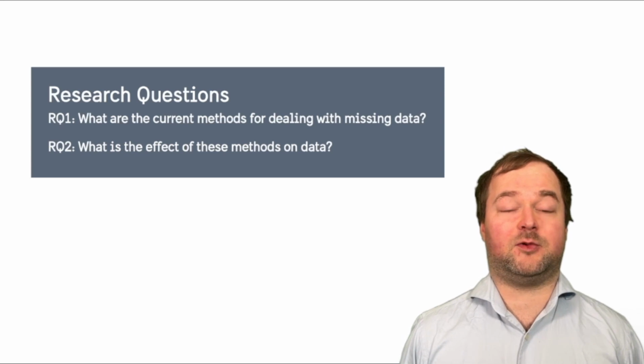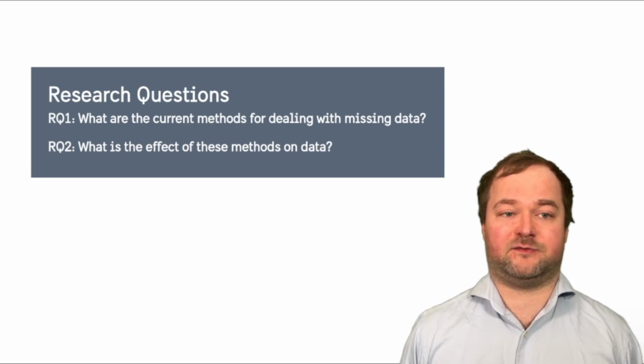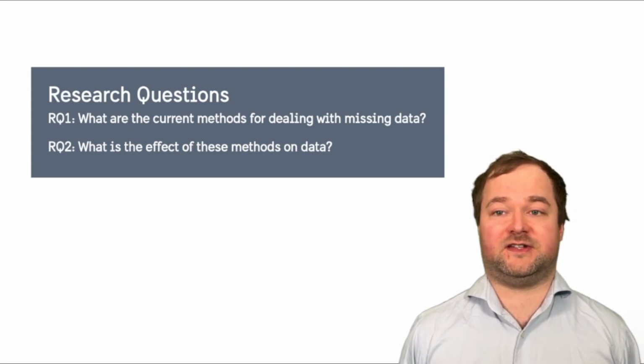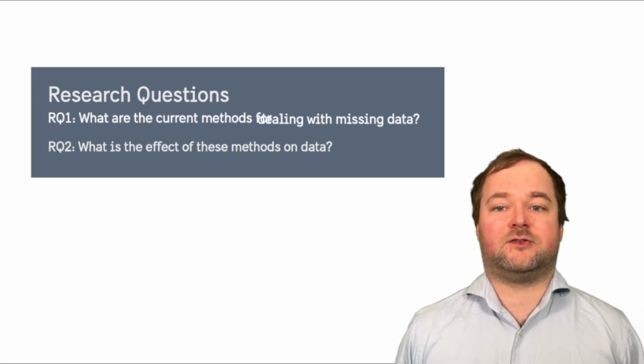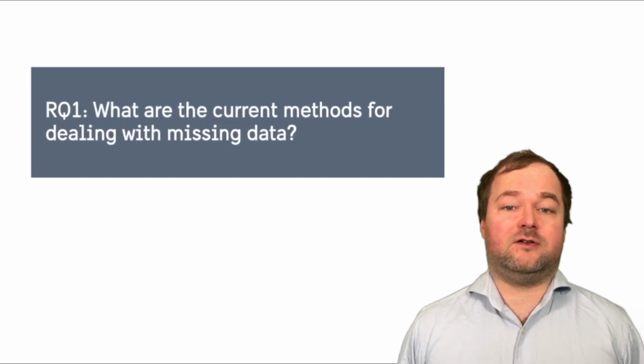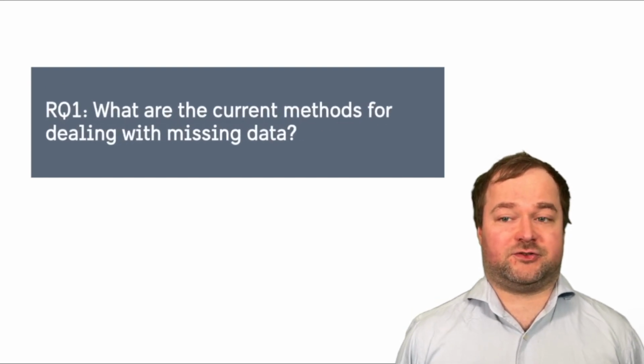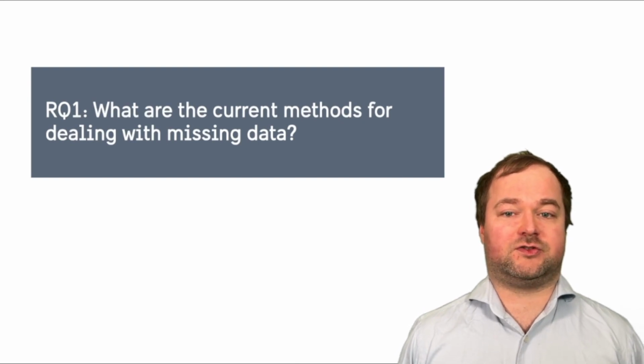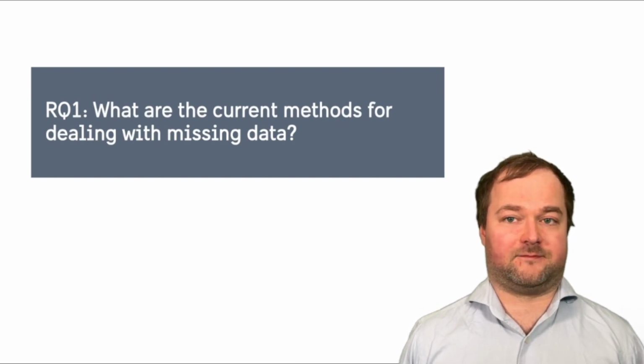As such, we came up with two research questions. What are the current methods for dealing with missing data, and what is the effect of these methods on the data quality? To answer this first question, we conducted a structured literature review to identify a wide range of approaches to use with eye tracking data.